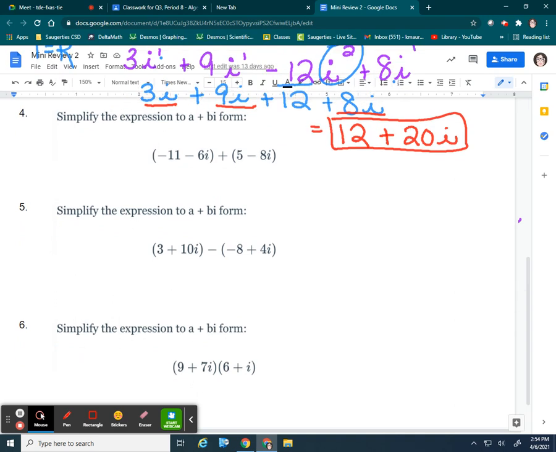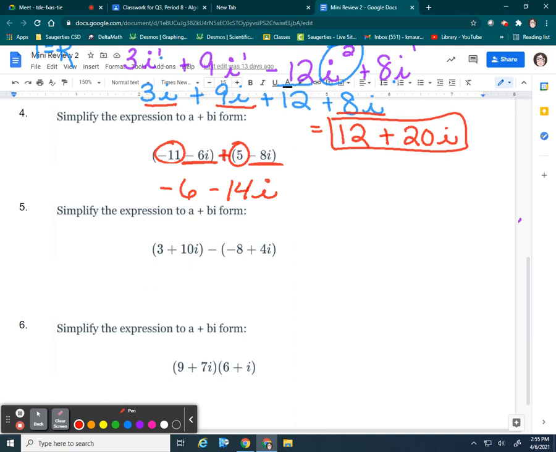Okay, number 4. Simplify the expression to a plus bi form. We have 2 parentheses with a plus sign in between, so all we're doing is combining like terms. Negative 11 plus 5 is negative 6. Negative 8i minus 8i is minus 14i. And that's your answer.